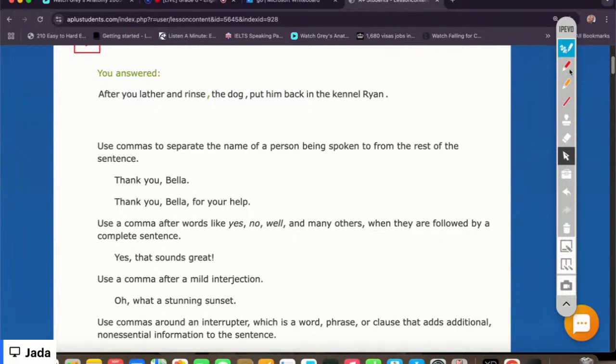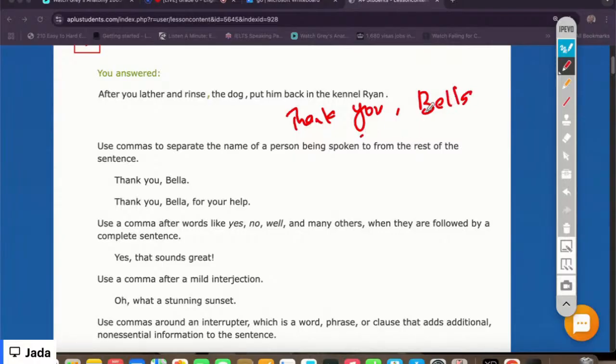Okay, so we will start now. You use a comma to separate the name of a person being spoken to from the rest of the sentence. Just like how we have here, thank you, Bella. You have to put a comma in between thank you and Bella. And if it happens to be the second sentence that you have thank you and then you still have additional information, you have to also put a comma after the name of the person and then you continue the rest of your sentence just like this.